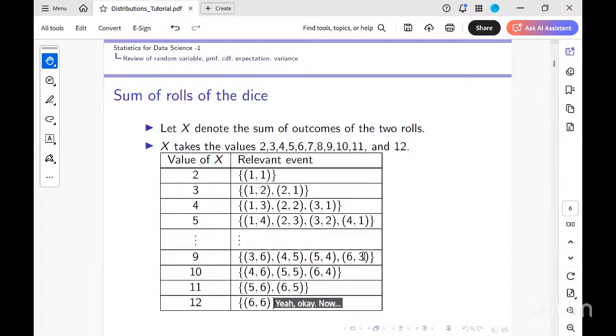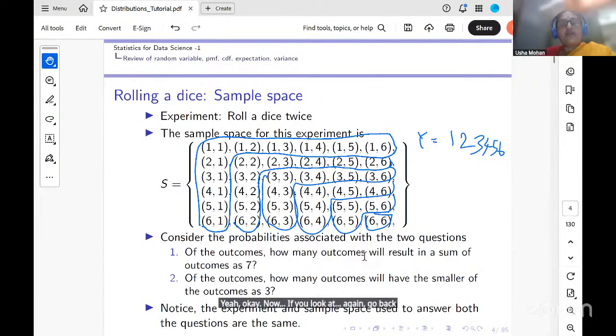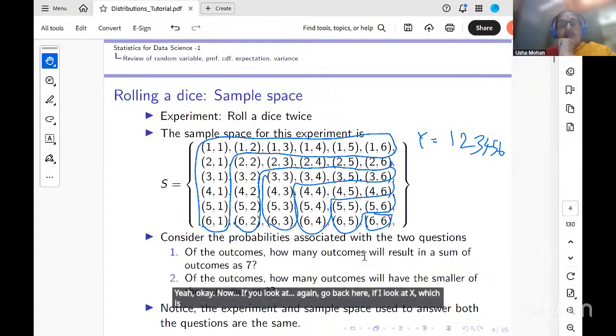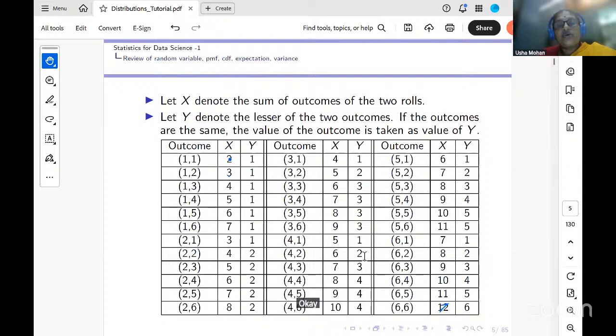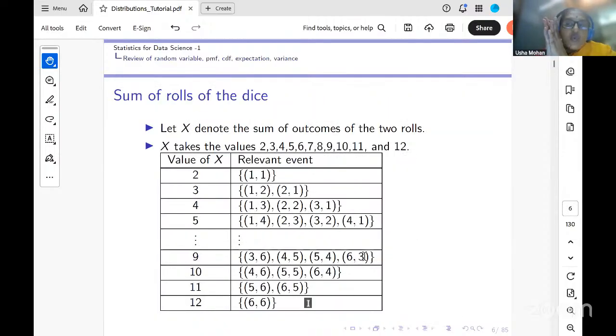If I look at x, which is the sum of values, I know that the event associated with x equal to 2 is 1, 1. X equal to 2 happens only with the outcome 1, 1. 3 happens with 1, 2 and 2, 1. 4 happens with 1, 3, 3, 1 and 2, 2. So I write down with which value of x, what is the relevant event.